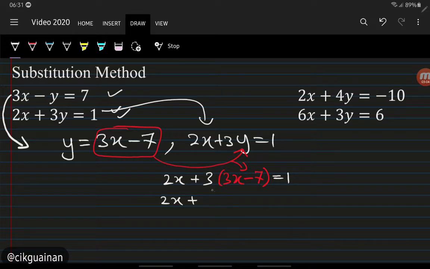So 2x plus this one multiplied: 9x, and that one also multiplied: minus 21, equals 1. 2x plus 9x is 11x minus 21 equals 1. So minus 21 plus 21 on the other side becomes 22, and then x equals 2, because we divide by 11.